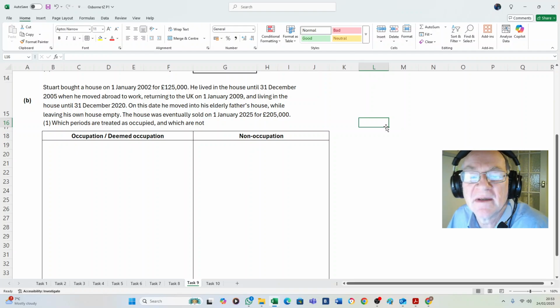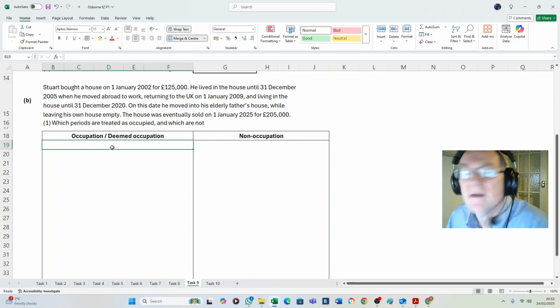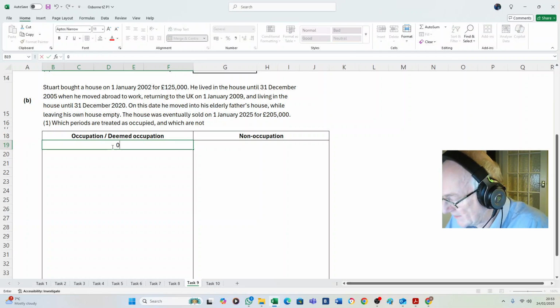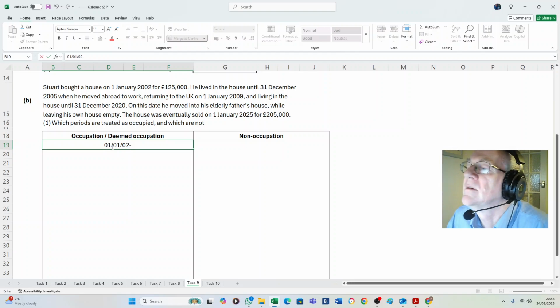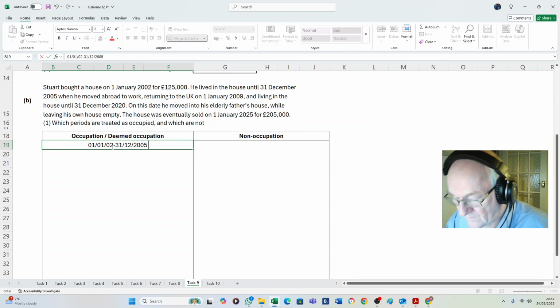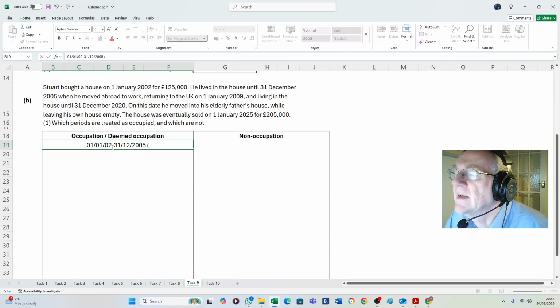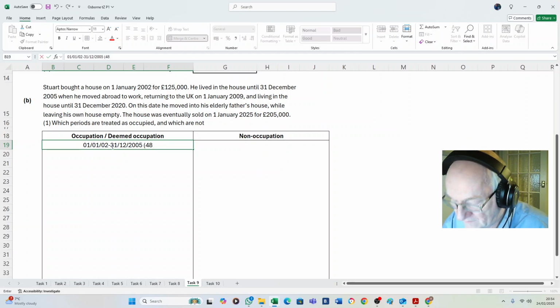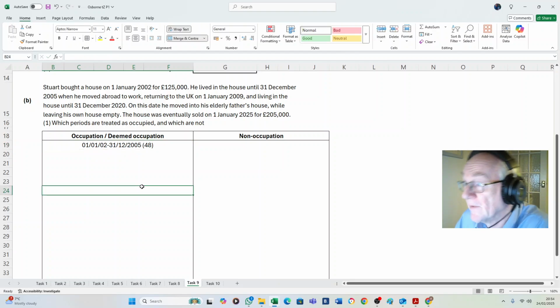Well, it's actually just an extra 3 months, 36 months of non-occupation, just by returning. So anyway, let's have a look then. So this is the start, and get the years right, 02, January the 1st to 31st 12. So that's 02, 03, 04 and 05, 48 months, and there's no argument about that one anyway.